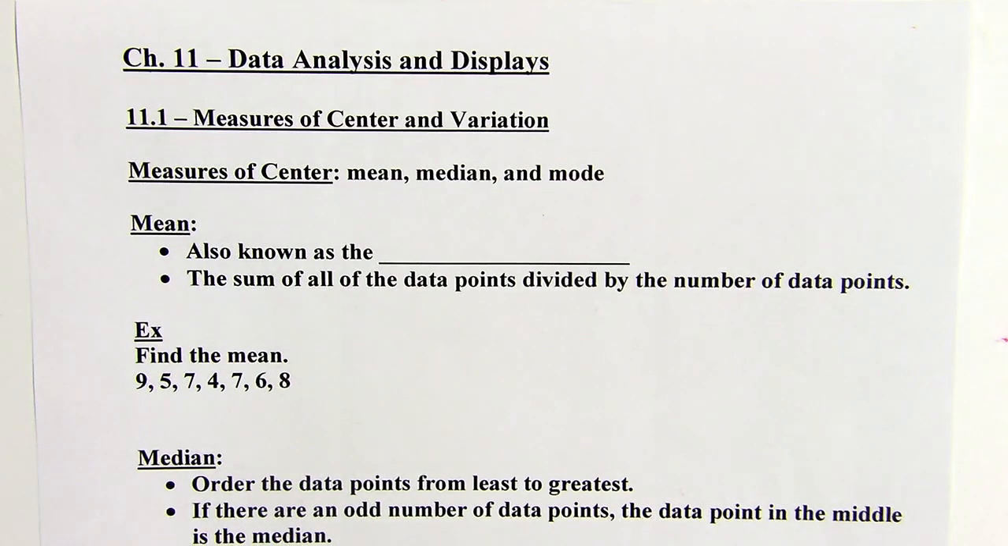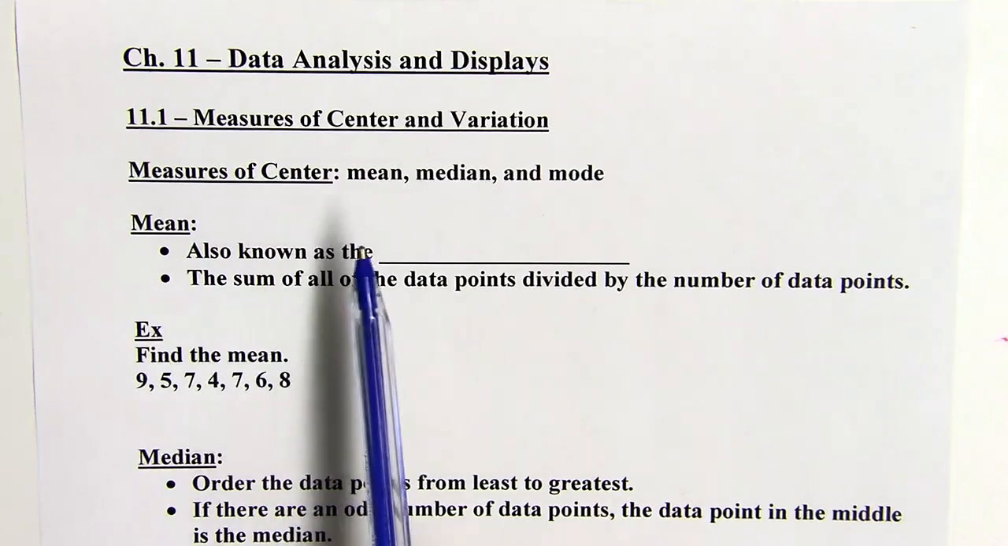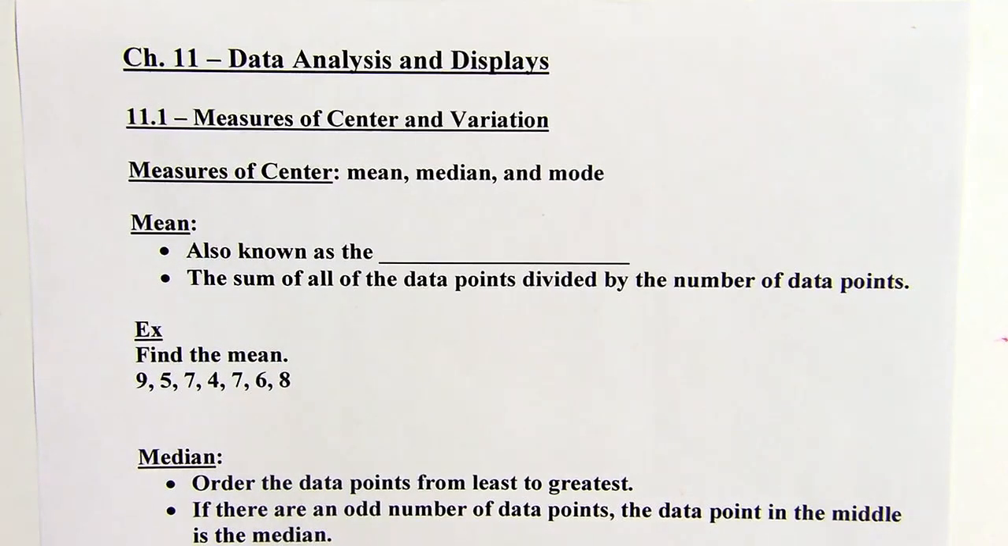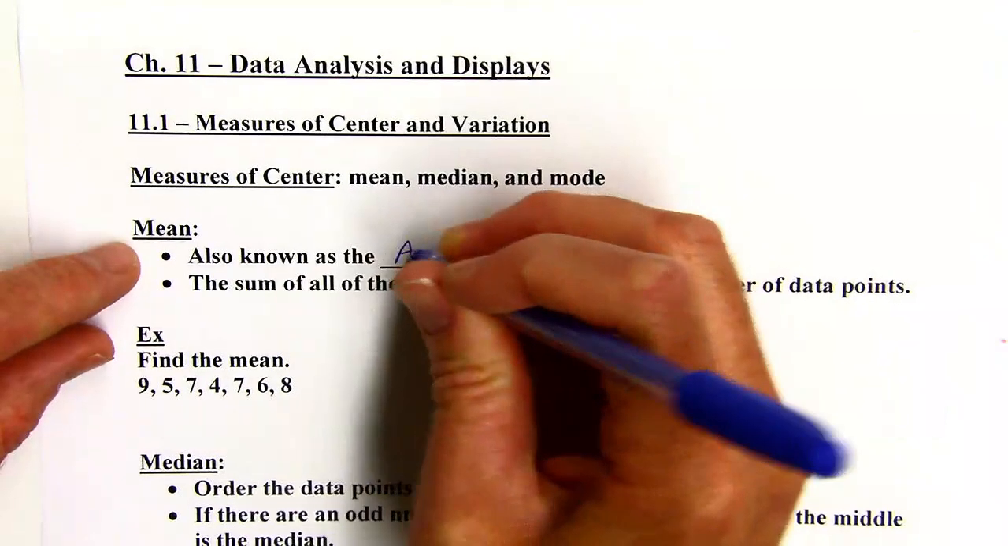Chapter 11, Data Analysis and Displays. 11.1 is Measures of Center and Variation. Okay, so our measures of center that we're going to look at are mean, median, and mode. So mean is also known as the average.